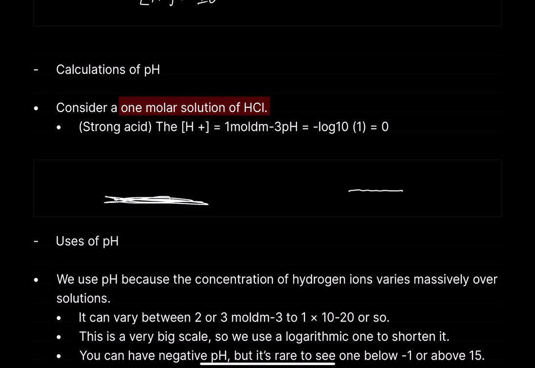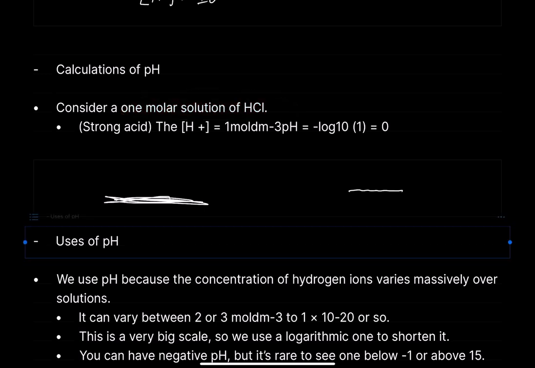Anyway, bringing back to that point, the concentration of a strong acid in solution is the same as the concentration of H plus ions. We can make that assumption because we know it fully dissociates H plus ions. Now, we know the concentration of HCl is 1 mole per dm cubed. So we can assume, because it's a strong acid, that the concentration of H plus is also equal to 1 mole per dm cubed.